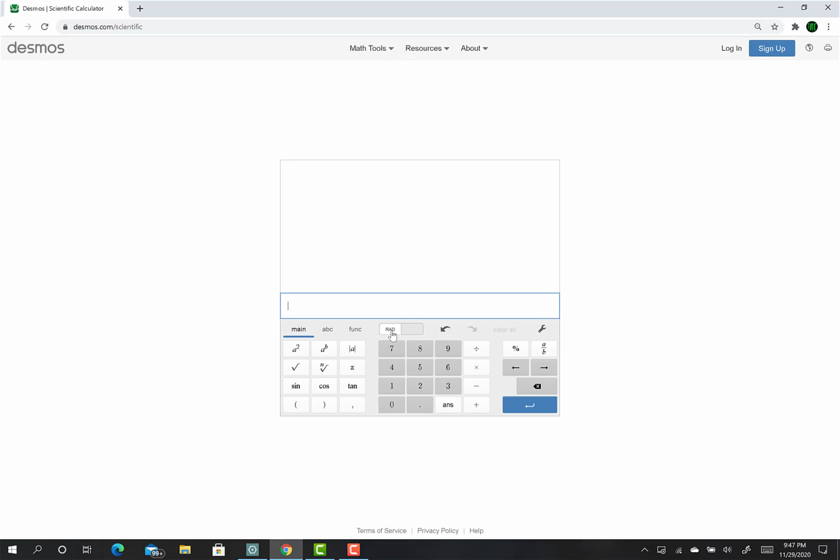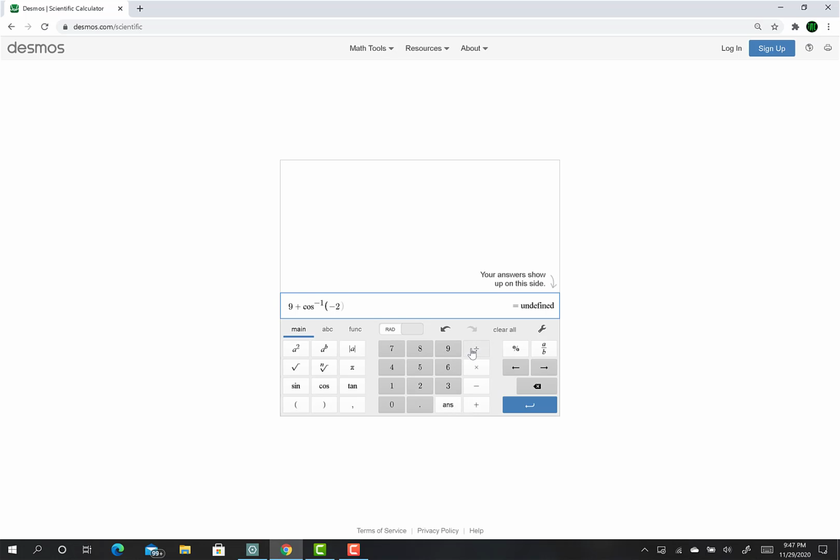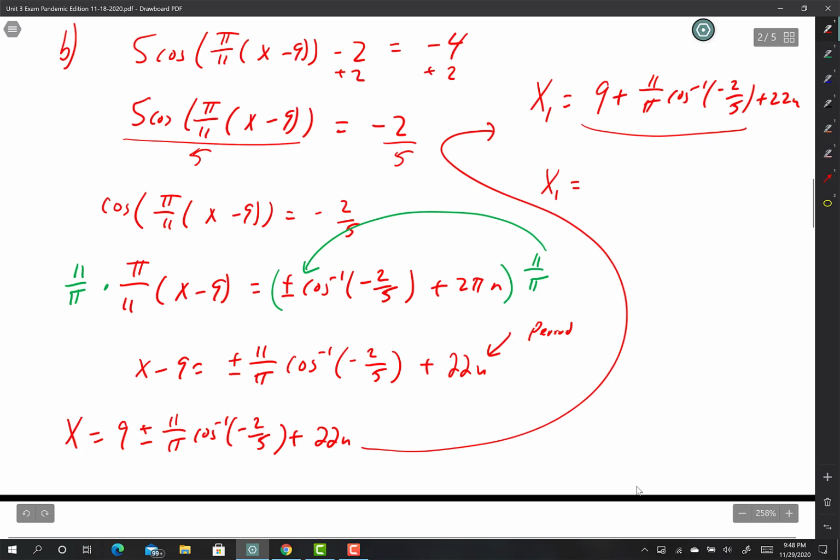I am in radian mode, so I go to radian, and I go 9 plus, and then I need arc cosine, and what was it, a negative 2/5? So negative 2/5, and there it is. So I push enter. 10 point, oh, I forgot the 11 over pi. I know, some of you guys are screaming. 11 over pi. There we go. Arc cosine, negative 2/5. I'm in radian mode. All right, so there it is. 15.941, always 3 digits. So I'm going to go back to this guy.